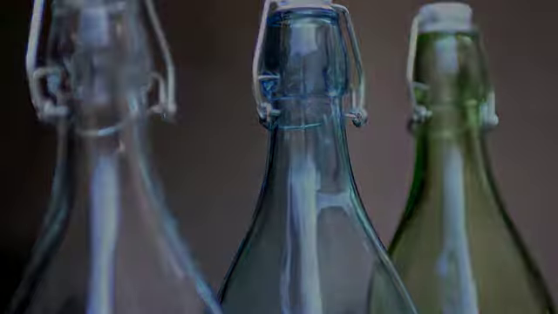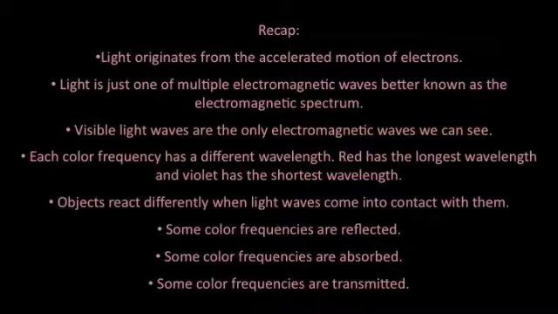That ends today's webisode. Before we go, let's recap. Light originates from the accelerated motion of electrons. Light is just one of multiple electromagnetic waves, better known as the electromagnetic spectrum. Visible light waves are the only electromagnetic waves we can see.